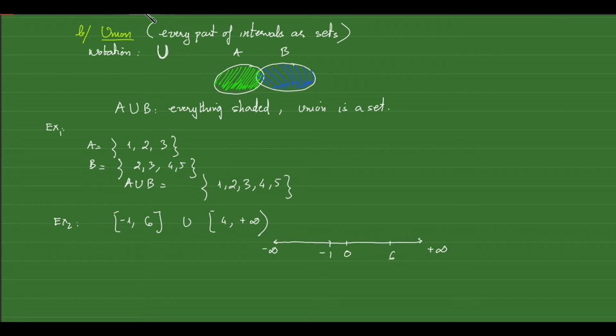Alright, so let me use a different color. It's included. So I shade it between -1 and 6. That's for the first interval. Now for the second interval, same thing. But we're gonna go from 4 to infinity, so 0 right here, 4 up here, and we include 4.